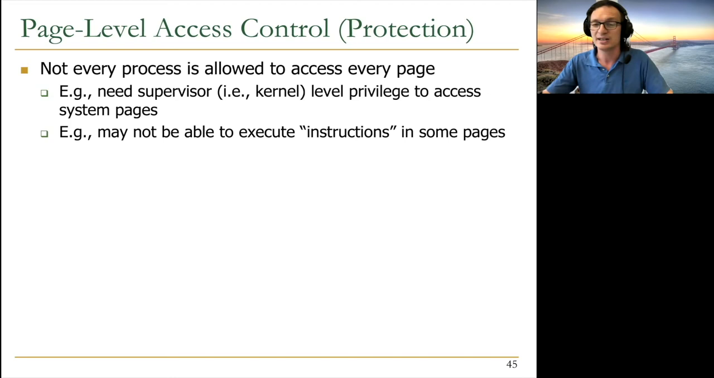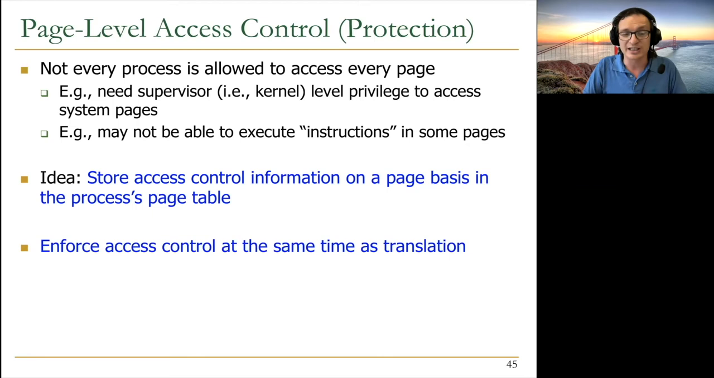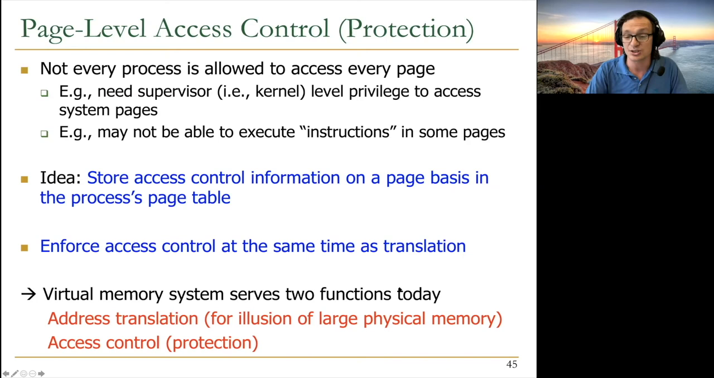So the idea is to store access control information on a page basis in the process's page table. And I've already said this. And during hardware translation, you enforce access control at the same time. So concurrently with translation, you check whether you have access to this page. So virtual memory system, as a result, serves two functions today. They're independent of each other.